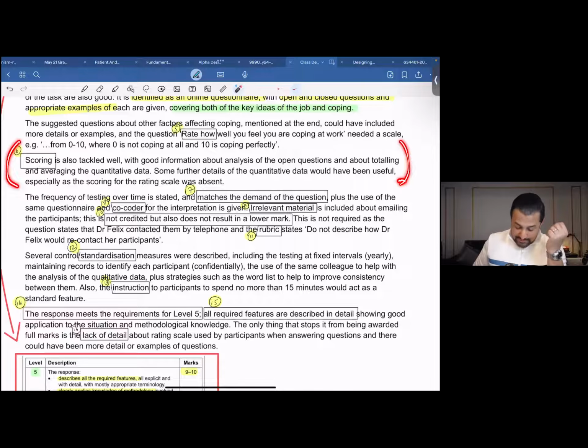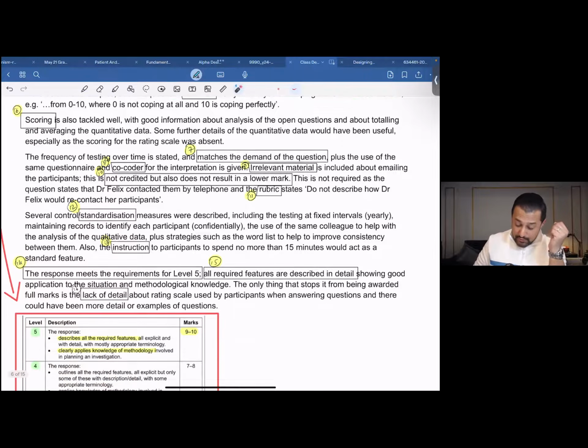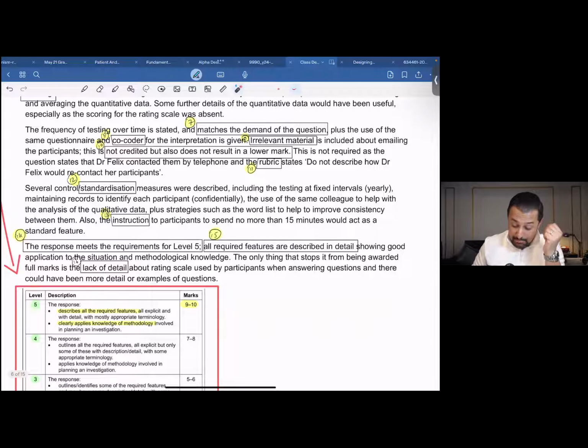The next one, the frequency of testing over time is stated and matches the demand of the question, plus the use of the same questionnaire and co-coder for the interpretation. Co-coder is the colleague that we had spoken about, and co-coder for the interpretation is given, which is good. Irrelevant material is included about emailing the participants.